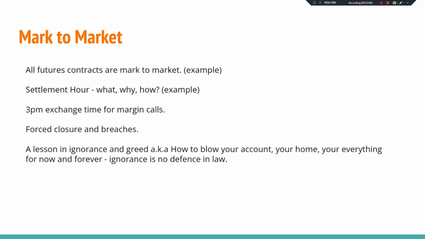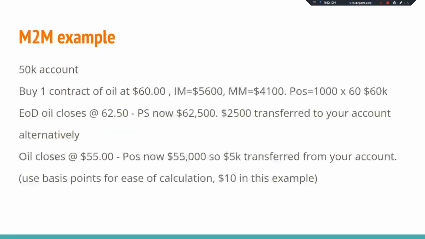Before I go into this lesson, here's a mark to market example of what it actually means. An example I had here, just for simplicity: if you had a $50,000 account and you bought one contract of oil at $60, your initial margin and your maintenance margin are 9.7, something like that, and that's you now having bought 1,000 barrels of oil at $60, so you've got a $60,000 position.